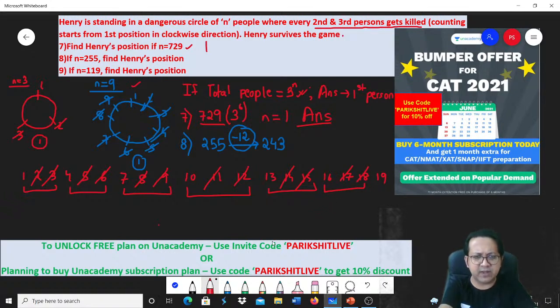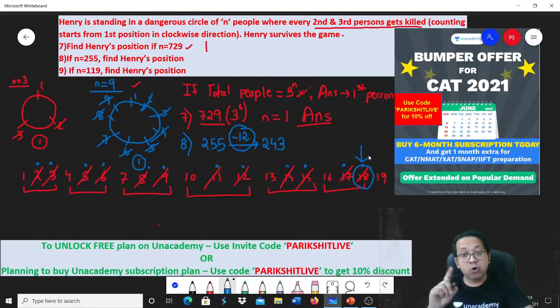Can you count how many people you have killed? 1 person, 2 person, third, fourth, 5, 6, 7, 8, 9, 10, 11, 12. Super awesome. Moment you kill the 18th fellow, you would have killed a total of 12 people.